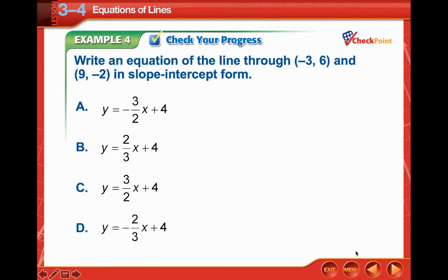So write an equation of the line that passes through (-3, 6) and (9, -2) in slope-intercept form. I'm going to stop speaking for about 5 to 10 seconds. It'd be great if you guys could solve this one on your own.